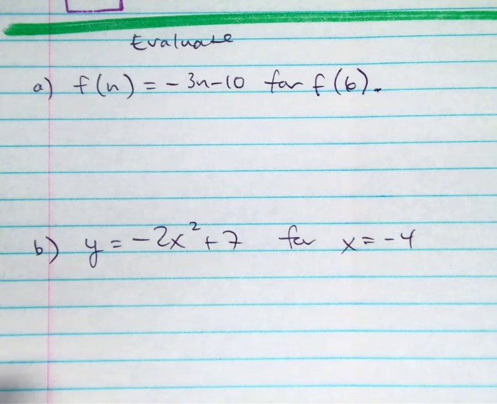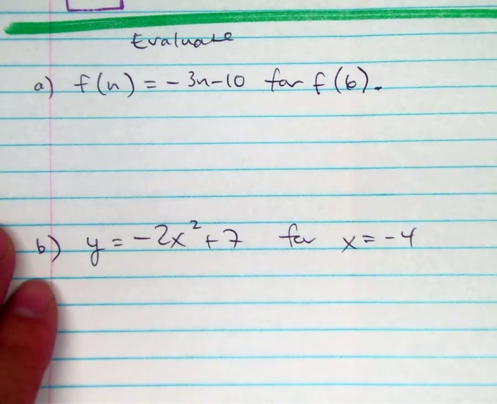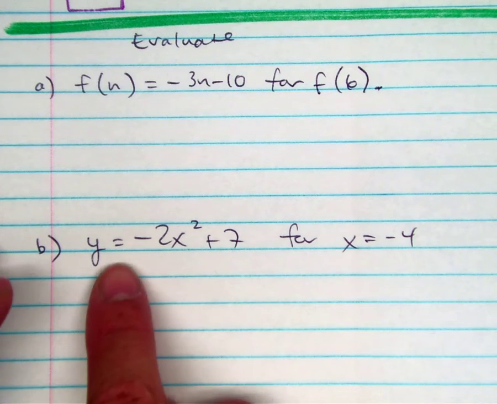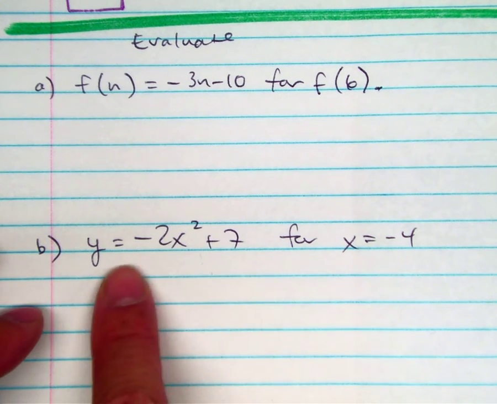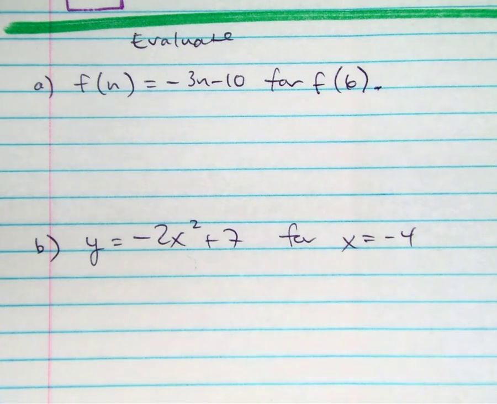Alright, let's go through this example here. Class, which one looks more like yesterday's lesson? B. So let's do B first. It gives me now, if you pay attention, there's an equal sign. So this is actually a function. They want us to evaluate the function, so we're going to do a replacement.